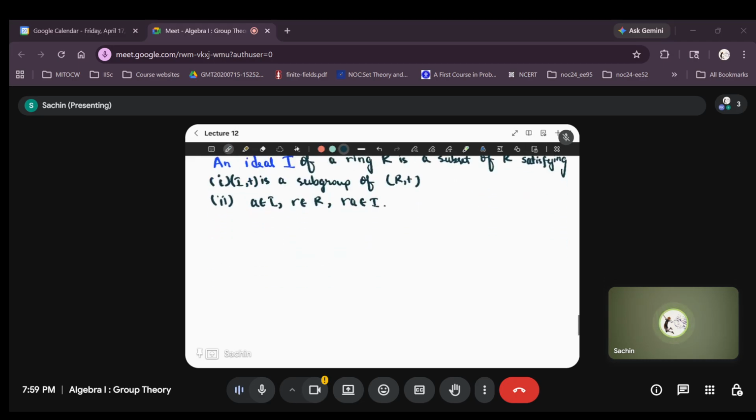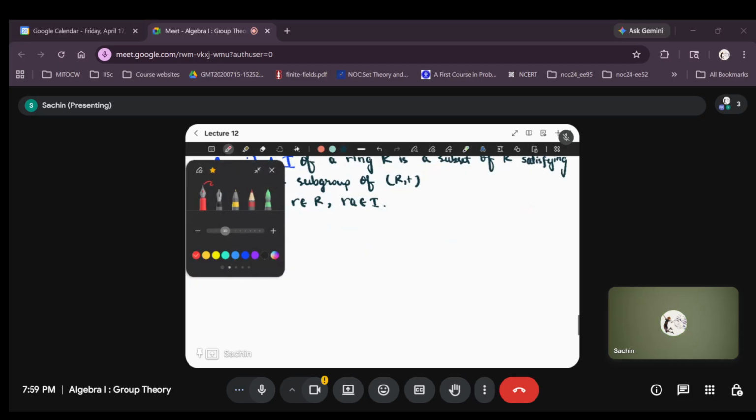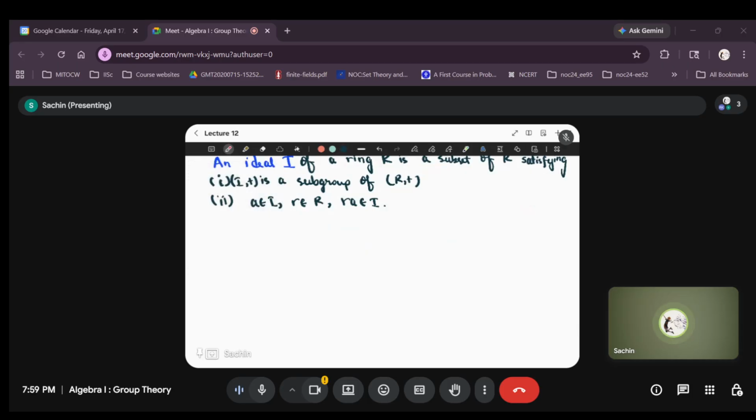Okay, let's look at kernels of the examples that we saw earlier. We had P from Z to Z mod 4Z, where P of K was K bar. What is the kernel here? What are the elements that go to 0 bar?